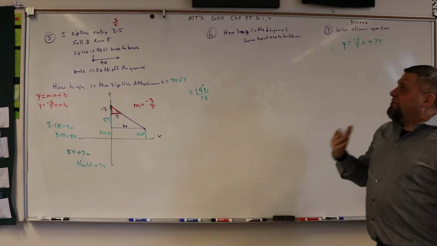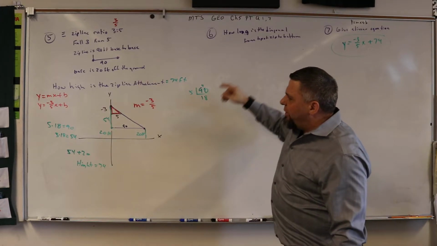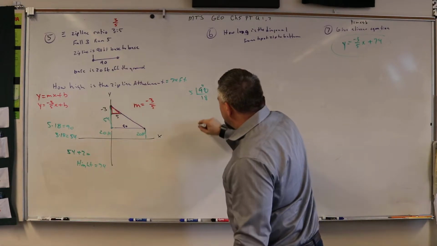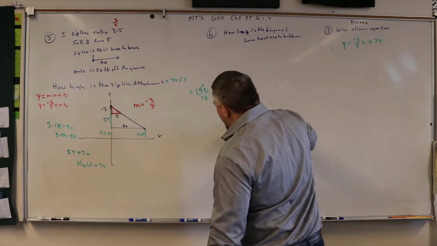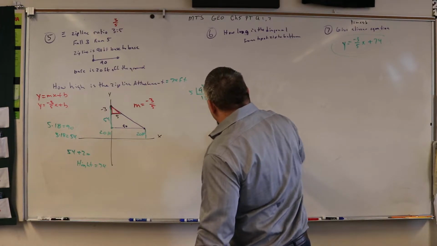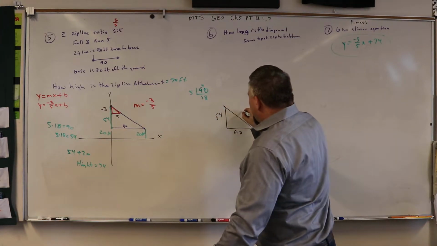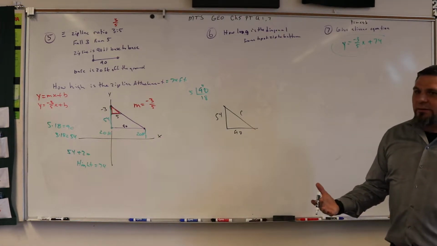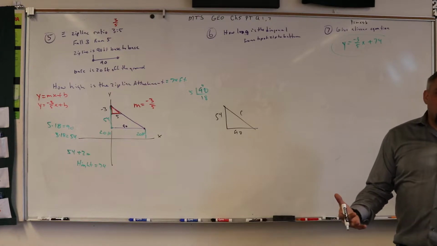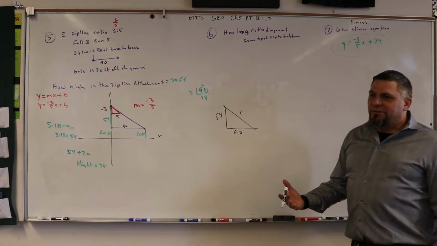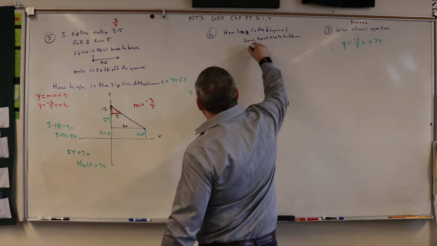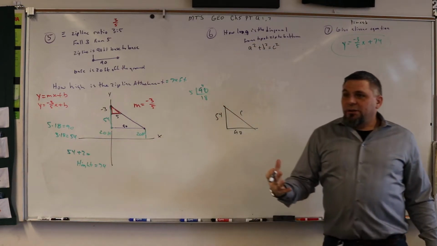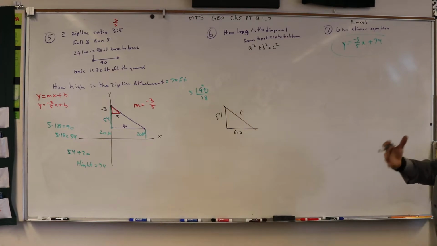Now here's the other cool part. How do I find this side? If I have a triangle, right? And I know that this is 54, and I know that this is 90, can I find c? Yeah, you could. What do I use? The Pythagorean theorem. That's right. a squared plus b squared equals c squared. Good. Okay.